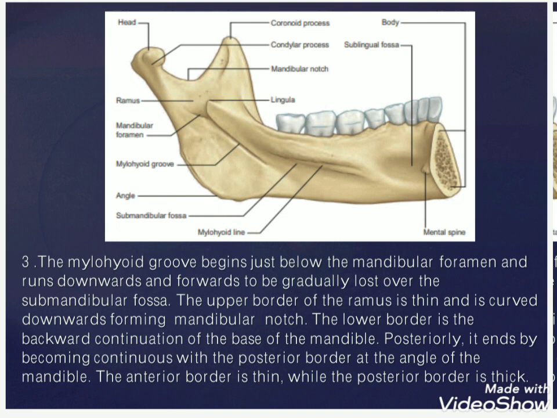Third, the mylohyoid groove begins just below the mandibular foramen and runs downward and forward to be gradually lost over the submandibular fossa. The upper border of the ramus is thin and is curved downward, forming the mandibular notch. The lower border is the backward continuation of the base of the mandible. Posteriorly, it ends by becoming continuous with the posterior border at the angle of the mandible. The anterior border is thin while the posterior border is thick.